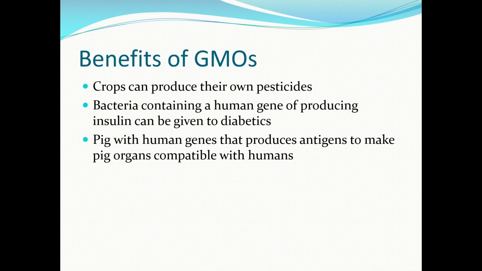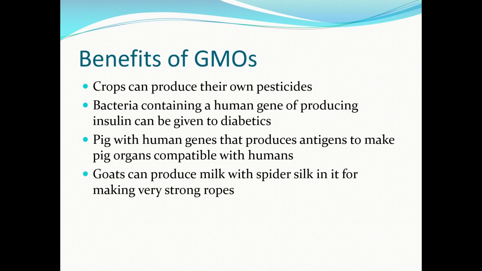Pigs with human genes that produce antigens make pig organs compatible with humans. So you can put human antigens on pigs. So when you need a kidney, you can just get a pig kidney and your body won't reject it because it'll have the right antigens. That would be incredible.